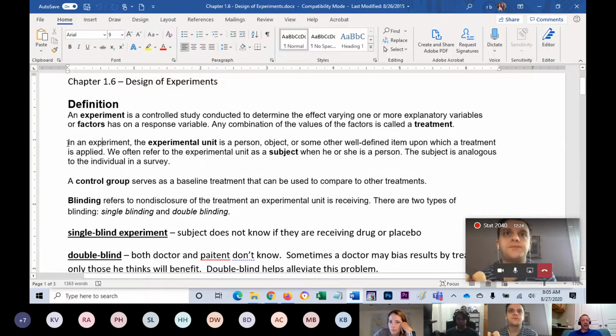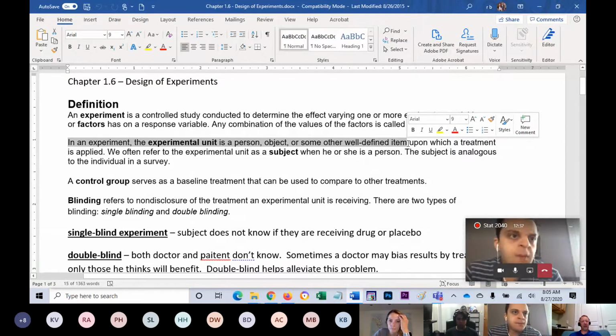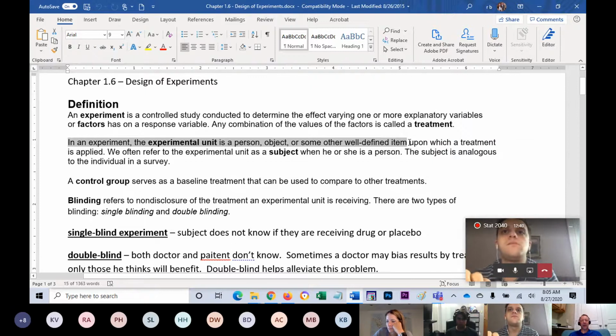In an experiment, the experimental unit is a person, object, or well-defined item. Previously we've called that an individual. We're going to call that experimental unit in this section, but it's basically the same thing. It's a well-defined item upon which the treatment is applied. We often refer to the experimental unit as a subject when he or she is a person. The subject is analogous to the individual in the survey.